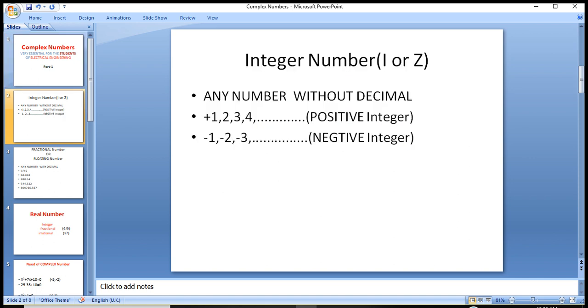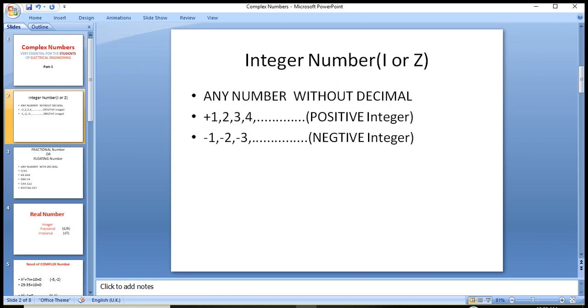Integer numbers. Before doing complex numbers, we should have the knowledge of integer numbers, fractional numbers and real numbers. So we first discuss integer numbers. Integer numbers are always denoted by capital I or capital Z.